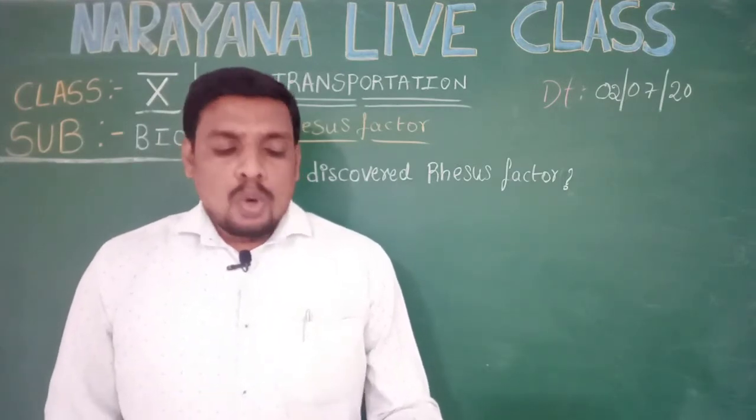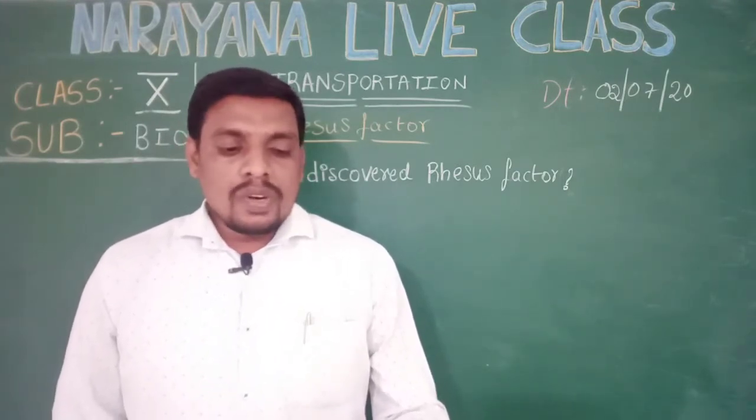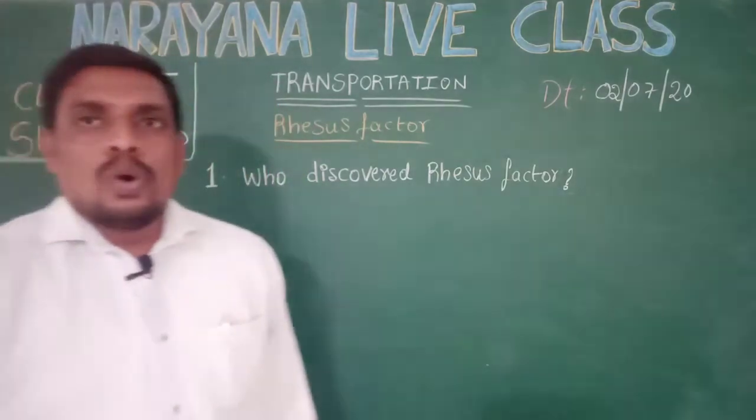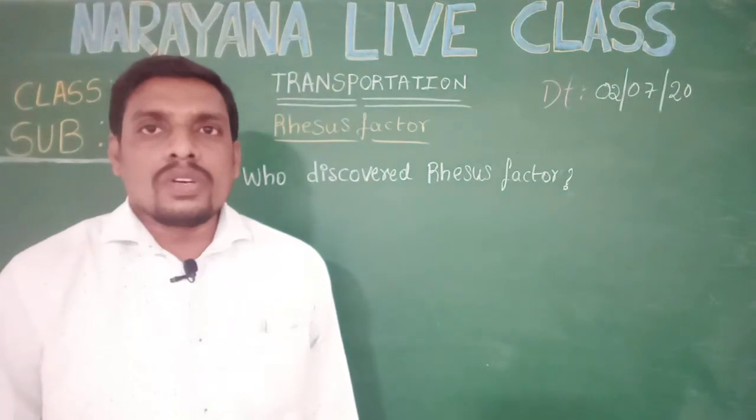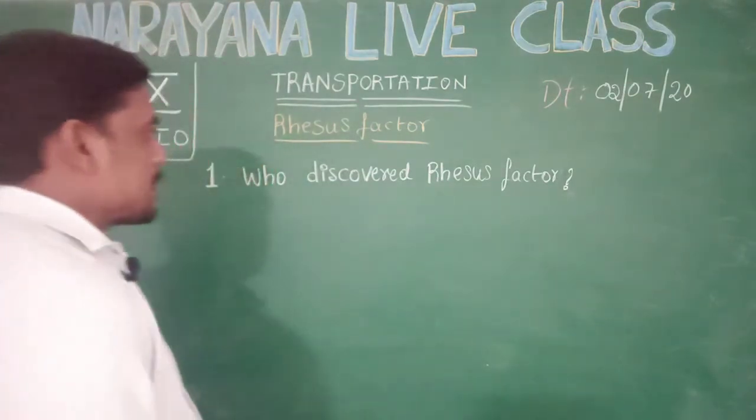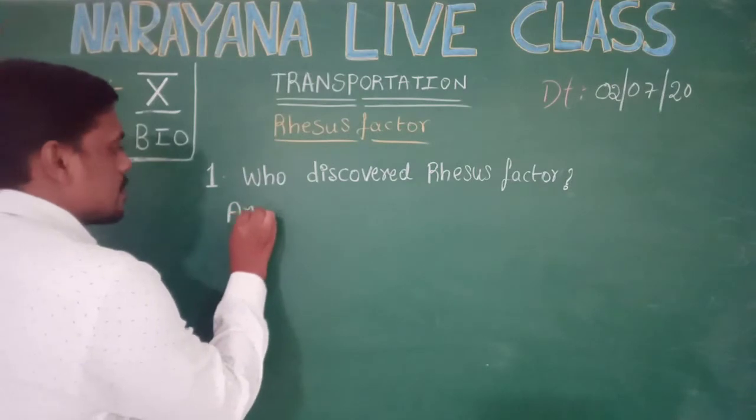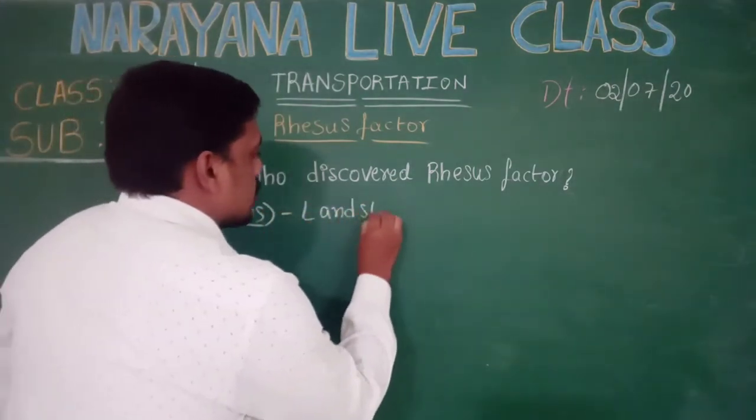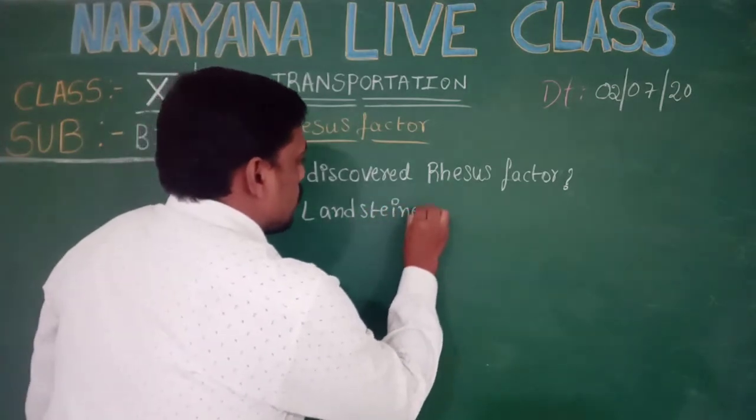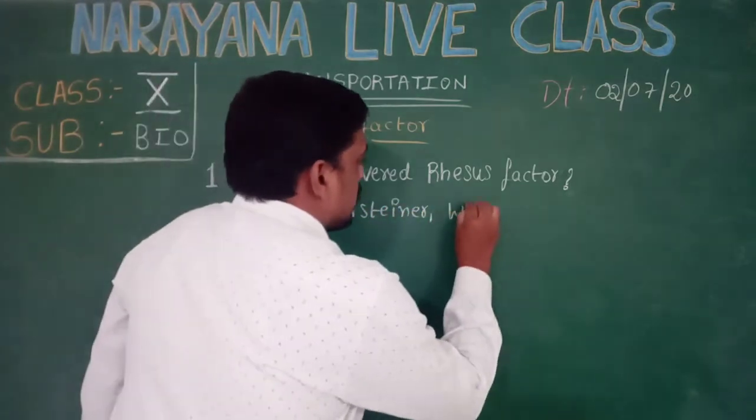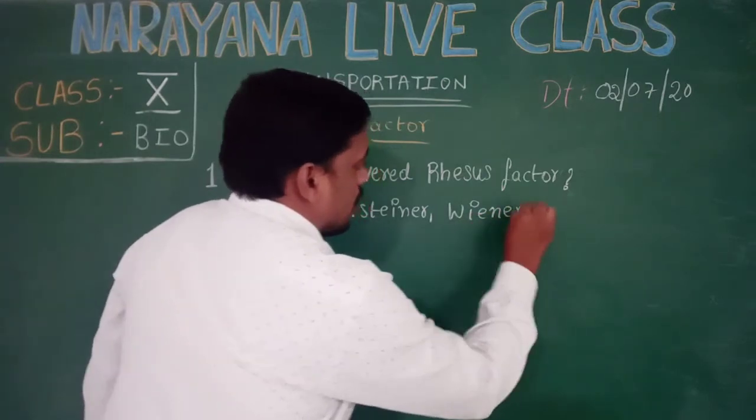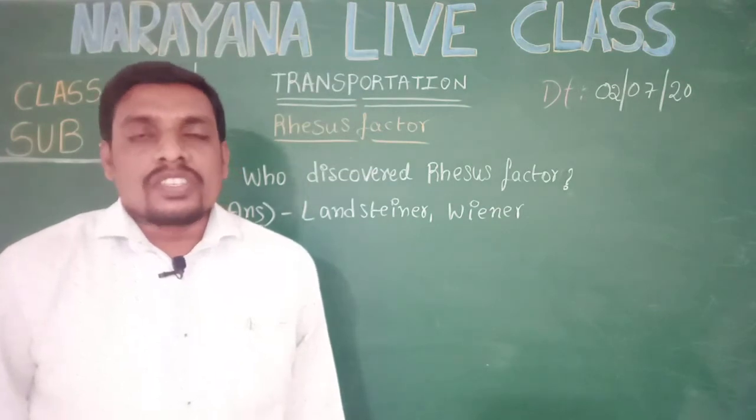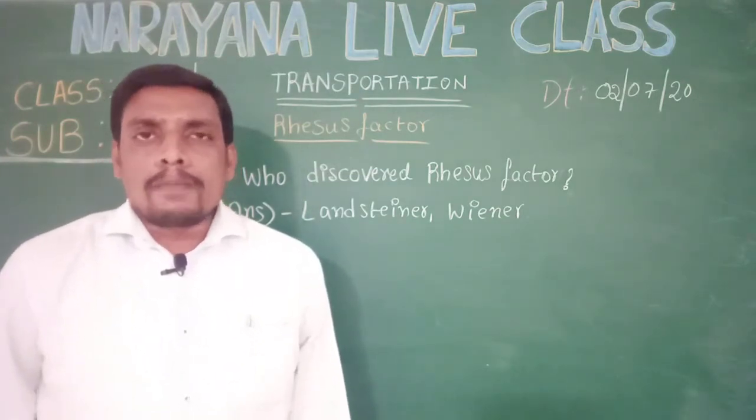First question: who discovered Rhesus factor? Why was it named so? Who discovered Rhesus factor and why was it called so? You know that there are two major scientists, namely Landsteiner and a scientist named Wiener, who successfully discovered Rhesus factor, which acts as an antigen in red blood cells.